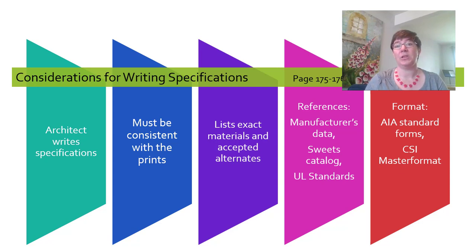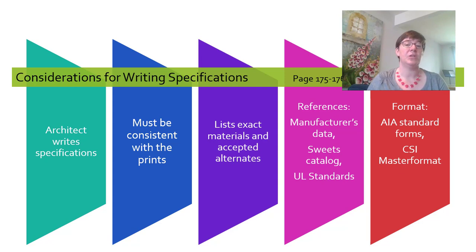Here's a couple of considerations when writing specifications. First of all, in general, the architect is the one in charge of writing the specification. There are specifications specialists that an architect can hire to help them out with some very technical buildings. The specifications have to be consistent with the prints. If there's any conflict, say the prints call out for one material, the specifications say another, then that's a problem, okay, that needs to be solved.